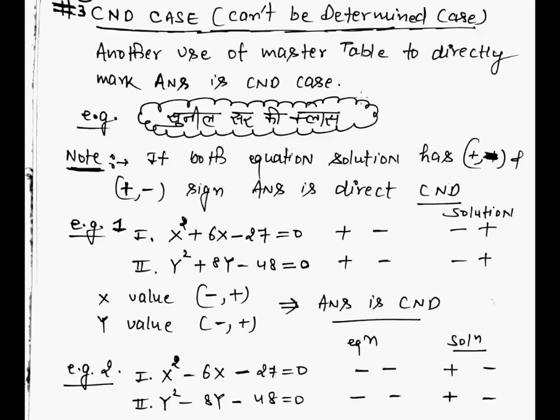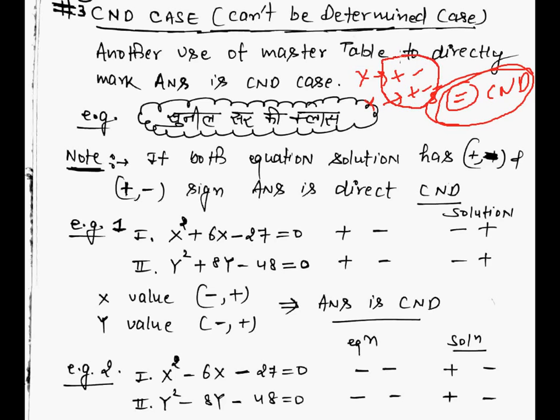Now we will discuss the second important use of the master table. In every quadratic equation, the fifth option is equal to, or C and D cannot be determined. Now we will discuss the cannot be determined case. Anywhere we encounter the x value sign as plus and minus and the y value sign as plus and minus, we don't have to see anything. It's the case of C and D.